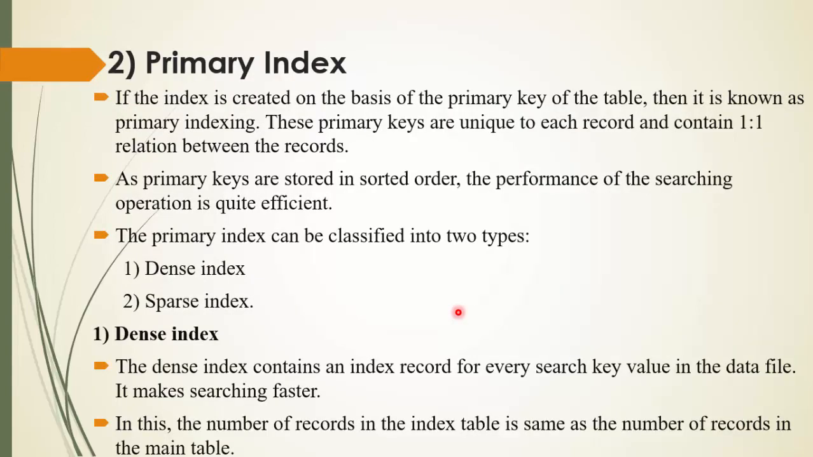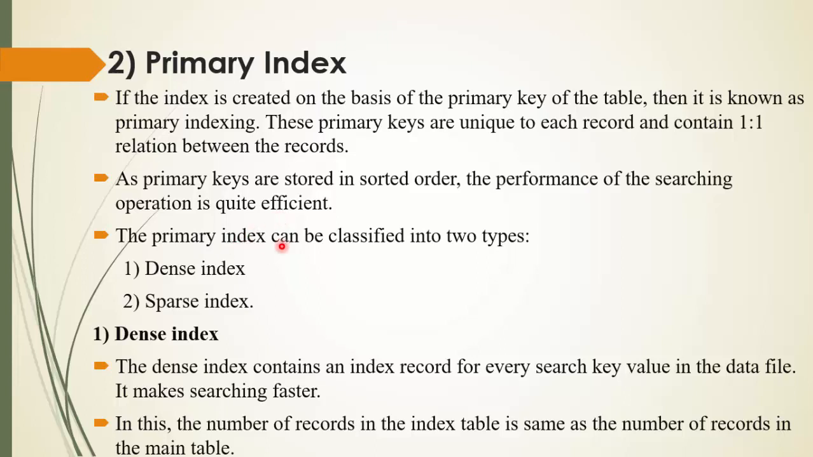Second is primary index. If the index is created on the basis of the primary key, then it is known as primary indexing. These primary keys are unique to each record. As I explained earlier, a primary key is always unique for every record and it contains a one-to-one relationship with the record. As primary keys are stored in sorted order, the performance of the searching operation is quite efficient, so we can find our record easily.